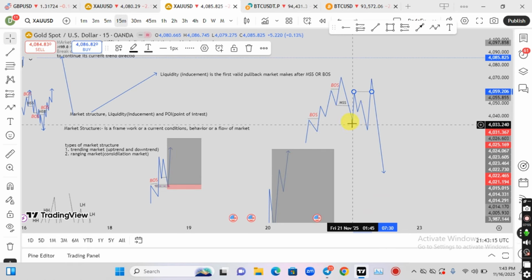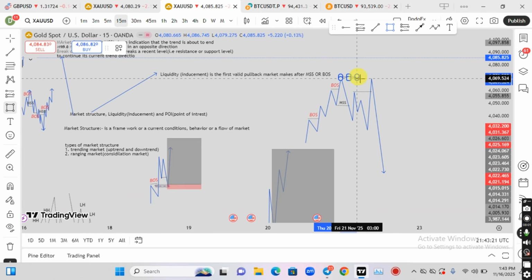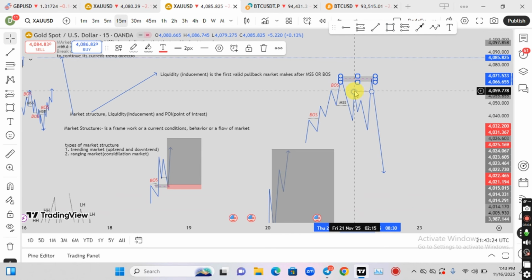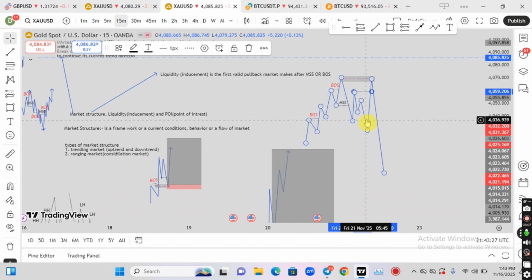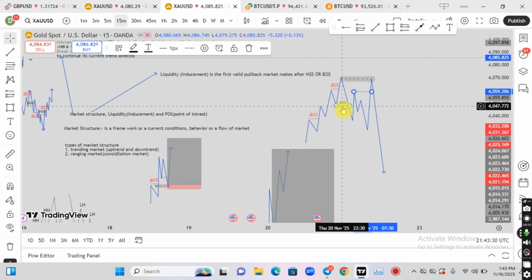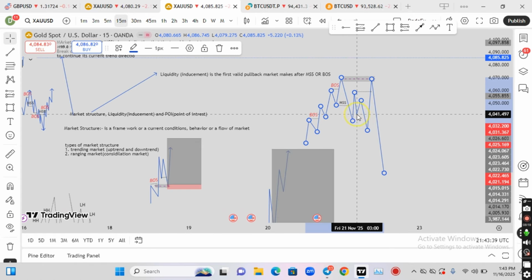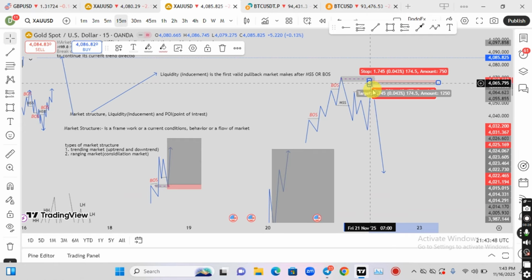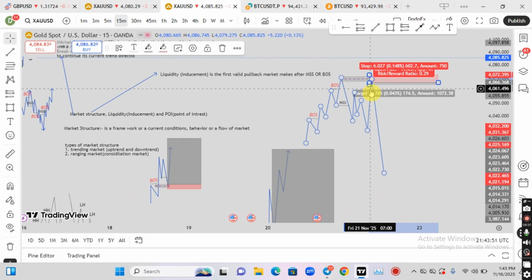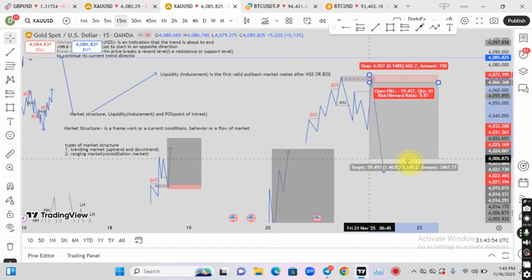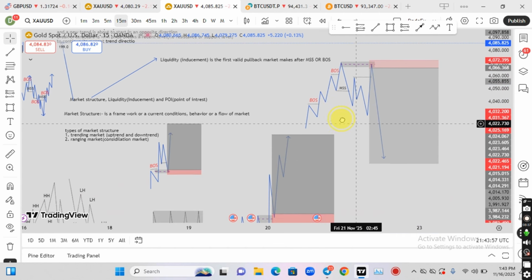Then sometimes it breaks the first pullback before it comes back to our point of interest, which is where we're entering our trade here. From here can be labeled as my inducement, because of this: after the break of structure and market structure shift, there was a pullback, and what makes this pullback valid is that price pulled back to this zone to almost 50% or more than 50% of it. Then it pulled back, broke it, and then pulled back to this zone, my point of interest. That's what makes it valid for the market structure shift.